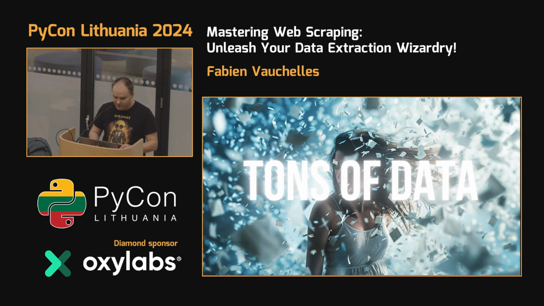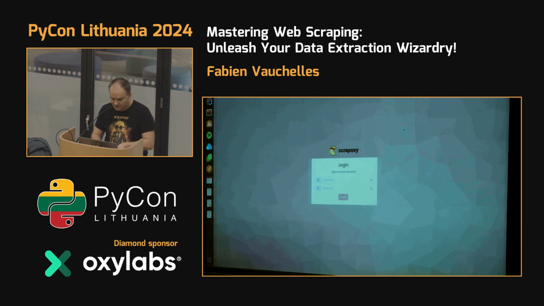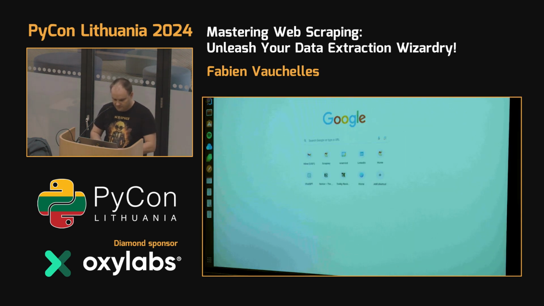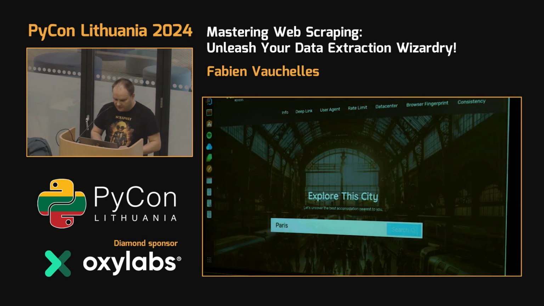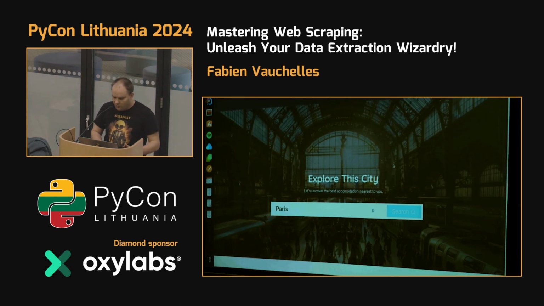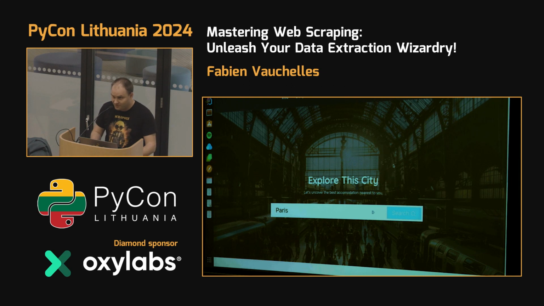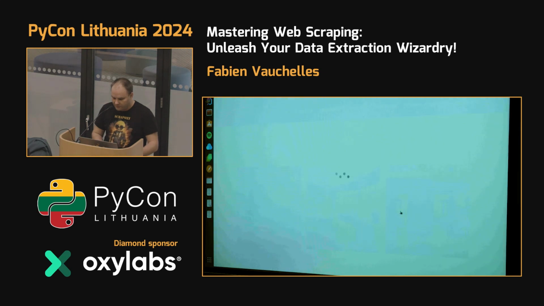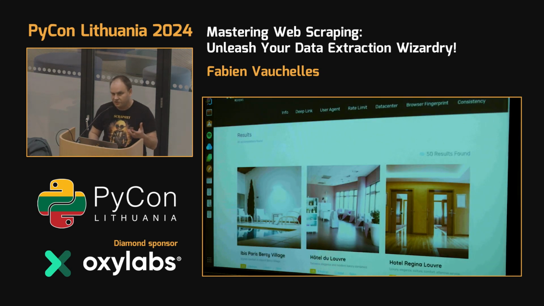It's trickyreview.com. So let's go on this website. It's a demo website. What's Tricky Review all about? It's your go-to spot to find all accommodation in a city that you want to explore. Imagine that Isabella wants to go to Paris. She will just search for Paris and she will find 50 accommodations in Paris.